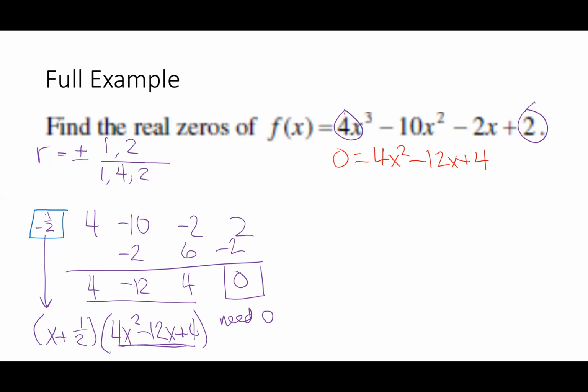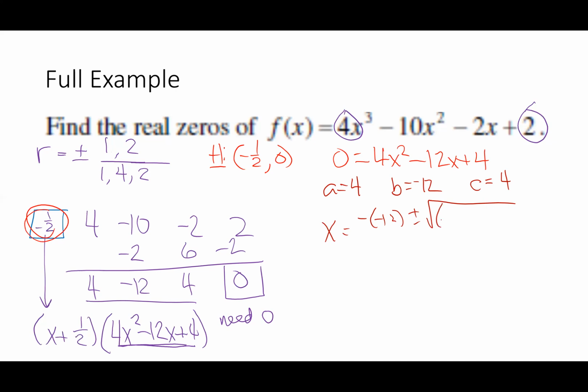Now, just as a note, we already know that one of our horizontal intercepts is going to be at negative 1/2. Right, now we're going to find the other two. So A is equal to 4, B is equal to negative 12, C is equal to 4. So now I'm going to go ahead and use the quadratic formula. X equals negative B plus or minus the square root of B squared minus 4 times A times C, all over 2 times 4.